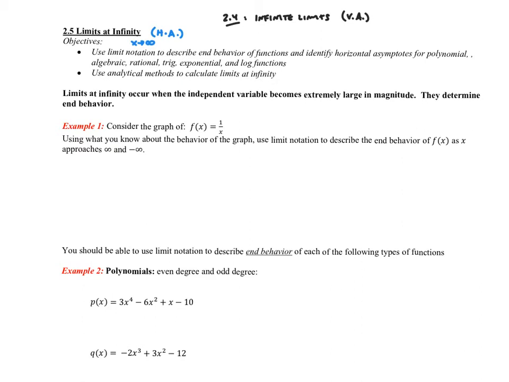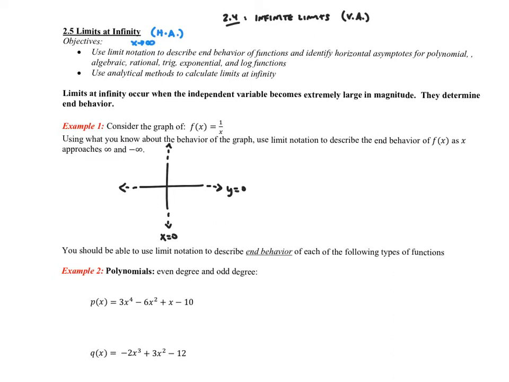So as we get started here, let's look at example number 1. Let's look at y equals, or f of x equals 1 over x. We know that the function 1 over x, based on its graph, has a vertical asymptote at x equals 0 and has a horizontal asymptote at y equals 0. Using what we know about the behavior, let's use limit notation to describe the end behavior.